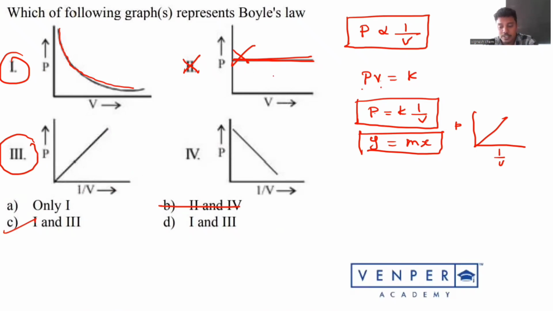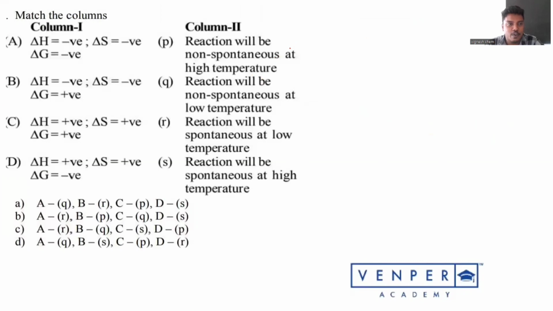Okay, I go with the next question. This is match the following. You can directly apply the answer. What is the question? Delta H is negative, delta S is negative, and delta G is negative. Now see, whenever delta G is negative, this is spontaneous. I give the direct answer for this question: A is Q. Please note. For this question, what is the answer? The answer B is correct.